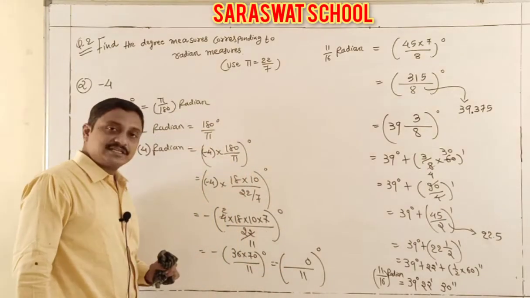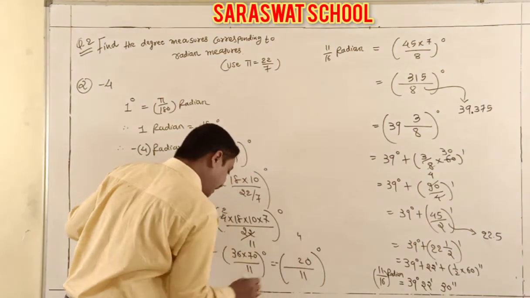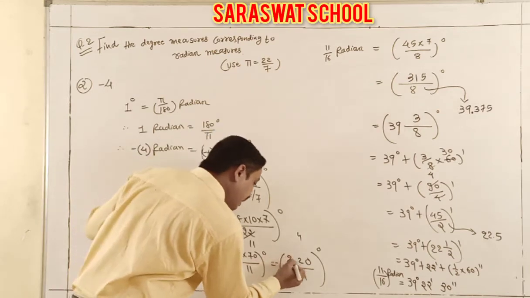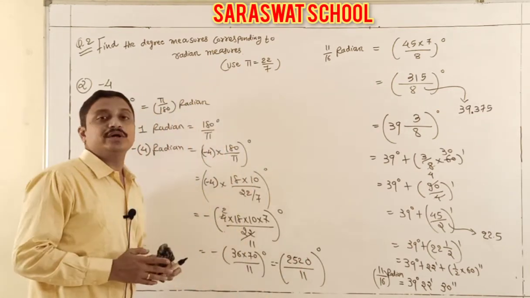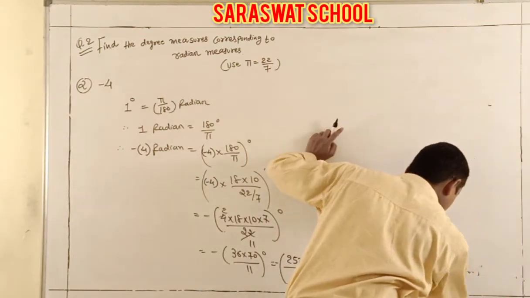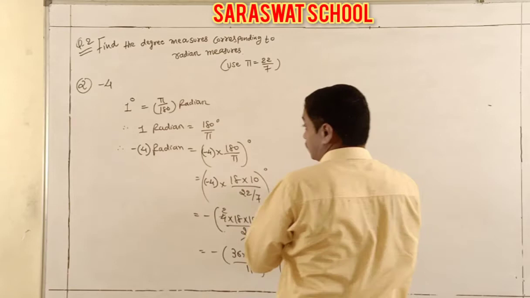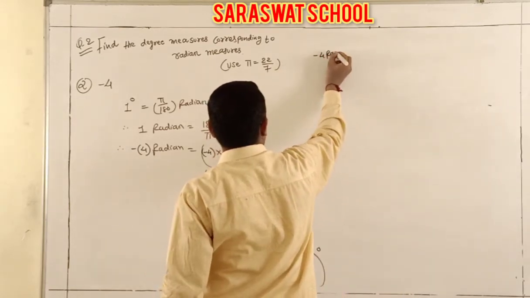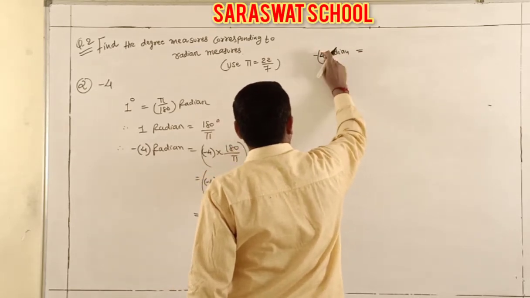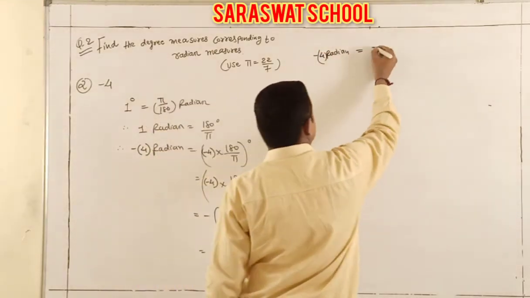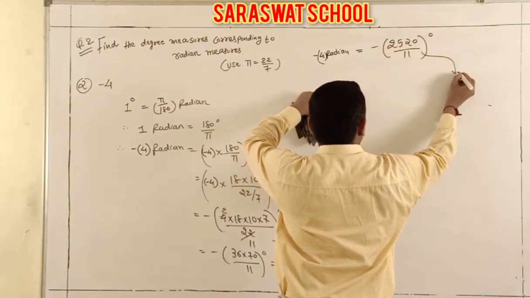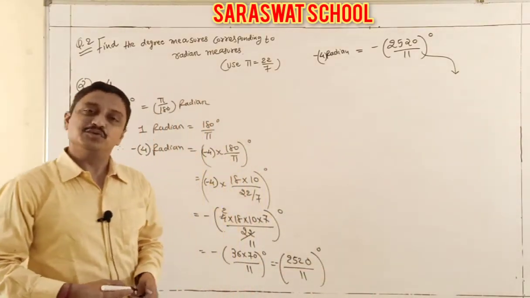Here applying: 7 6s are 42, means 2 and 4 carry, and 7 3s are 21. 21 plus 4 is 25, so 2520 degree divided by 11. And that part I also convert up to seconds. So -4 radian is equal to what value? -2520 by 11 degree, and that value I just simplify by using a calculator.